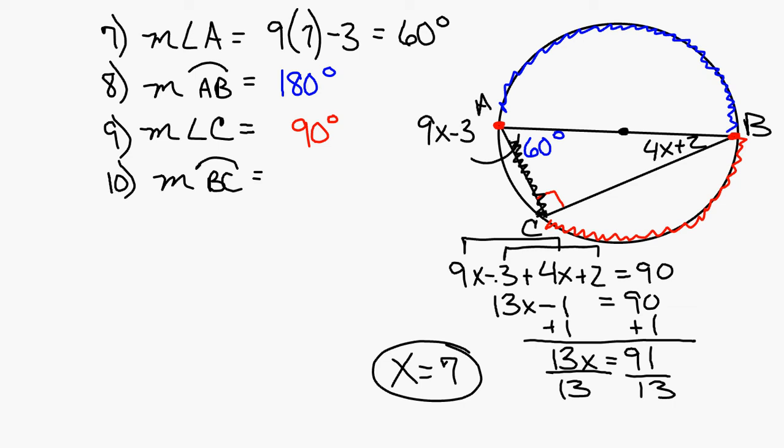There's a lot going on in this picture right here. But arc BC is twice as big as angle A. All right? Angle A is an inscribed angle. Angle A is right back here, and it hits the circle at B and C. So the red arc is twice as big as angle A. So the red arc is 120 degrees.